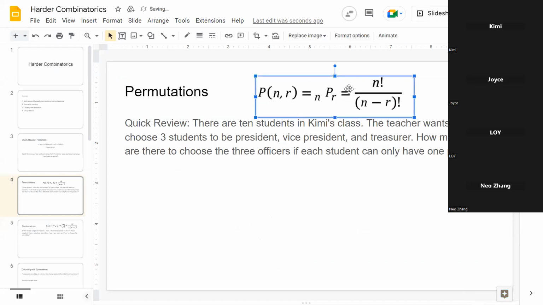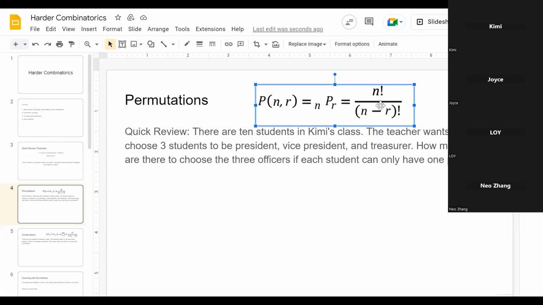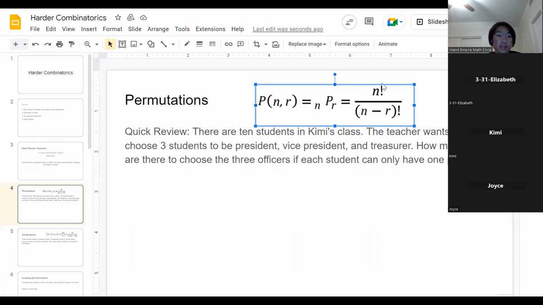So going back to this, the reason for that equation is that we're dividing by the overcounting. If we just do 10 factorial here, we're overcounting the number of students. So that's why we divide by n minus r. If we're doing that last problem, n minus r would be 10 minus 3, which is 7 factorial. And that would divide here, leaving us only 10 times 9 times 8. So does that make sense, everyone? If you have any questions, please ask, so we make sure you guys understand this.